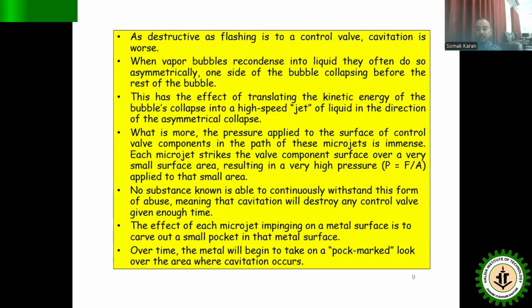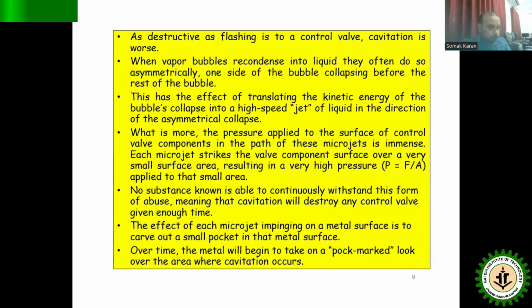So now we have some of the points which we have to discuss, because we have already discussed two of the control valve problems, flashing and cavitation. As destructive as flashing is to a control valve, cavitation is the worst. As I already mentioned, flashing is the cause and cavitation is the effect. So if flashing can be called destructive, cavitation is the worst condition that happens in the control valve.